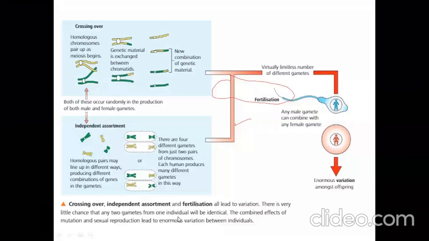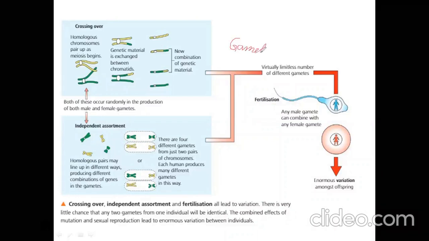So by three ways, sexual reproduction can cause variation. Number one, remember, we already discussed in the process of meiosis. In sexual reproduction, the gametes involved are sex cells, and these sex cells will form through the process of meiosis. This is a type of cell division.